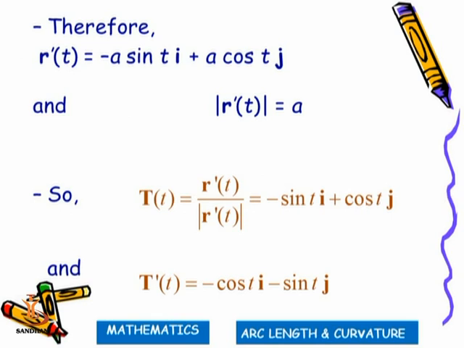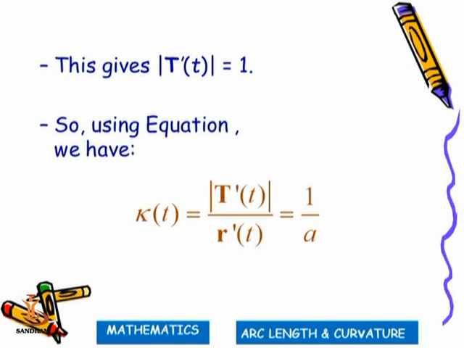So what will be capital T here? r dash upon mod r dash. So the a will be cancelled out: minus sin t i plus cos t j. Now what is the derivative of this capital T dash? It is minus cos t i minus sin t j. This gives the modulus of T dash as 1, because the square root of sin square t plus cos square t is 1. So we have the equation that curvature k is mod T dash upon mod r dash. So the value of mod T dash is 1, and the value of mod r dash is a. So the answer is 1 by a.